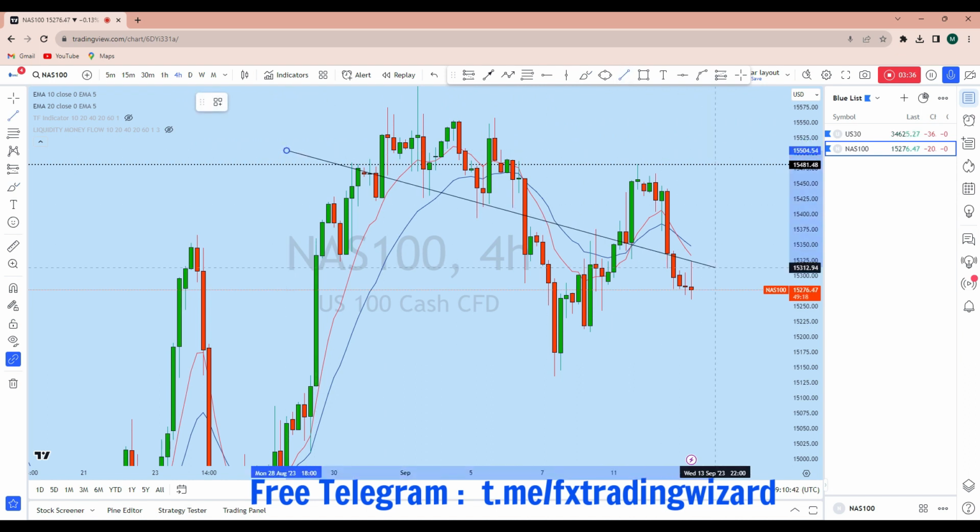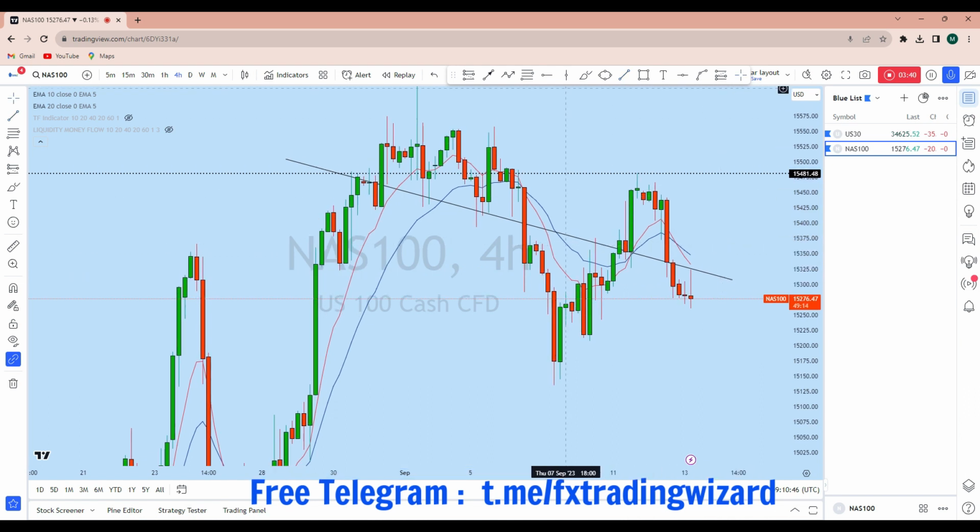Now if we draw this level here, we can see that in this zone, this is support turning resistance, support here, which is also acting as a resistance.